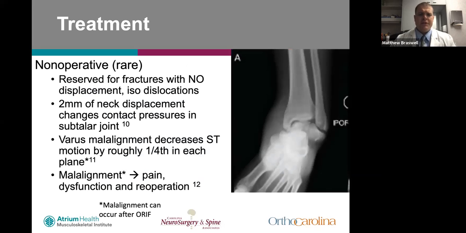Moving on to treatment for these, non-operative is fairly rare. There has to be essentially no displacement whatsoever, or an isolated dislocation, which is subsequently reduced. As little as 2 millimeters of step-off in the talar neck changes the contact pressures in the subtalar joint, and any varus in the talar neck decreases subtalar range of motion significantly. When you have this malalignment, either from non-operative or after operative treatment, it's been shown that this malalignment, specifically varus, leads to pain and dysfunction and later reoperation.